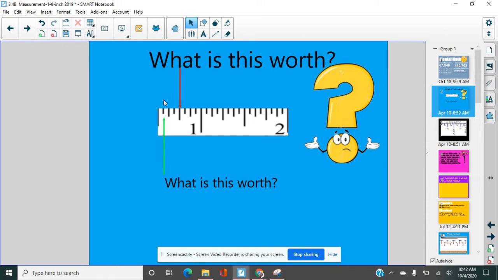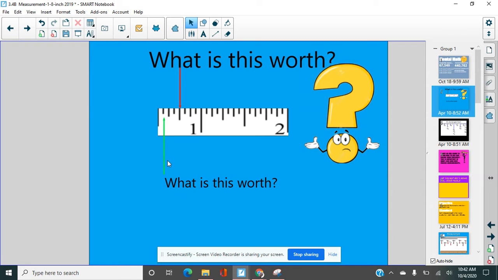Now, how do I know that? Well, if I'm going to do jumps, I could do 2 equal jumps. 1, 2. Remember, we do jumps between the 0 and the 1 on a number line, which is really what a ruler is. It's like a number line. And then one of those jumps would be here.